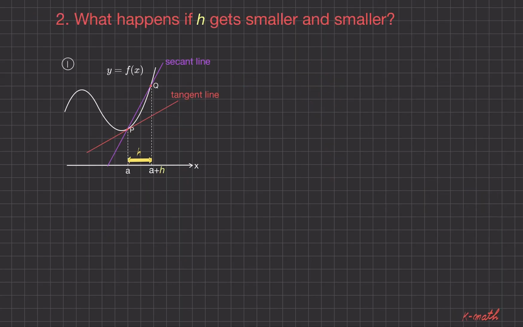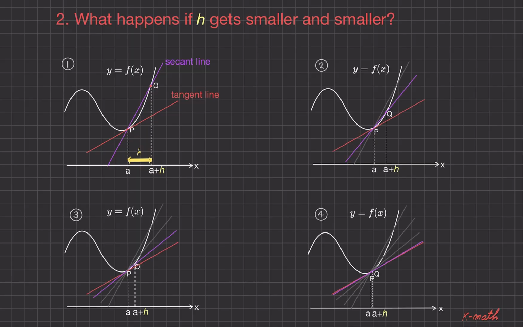Here, the red line is the tangent line at point P. The purple line is the secant line between P and Q. Now, what happens as the value of h gets smaller and smaller? Let's take a look at what happens visually. You will see point Q getting closer and closer to point P. So, you can see point Q is getting really close to point P. In other words, as h gets really small, the purple secant line gets closer to the red tangent line. And at the limit, it actually becomes the tangent line.